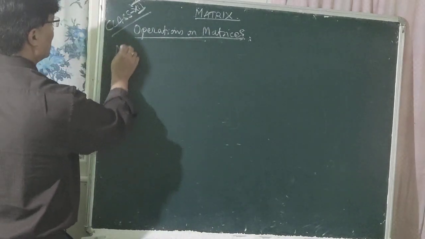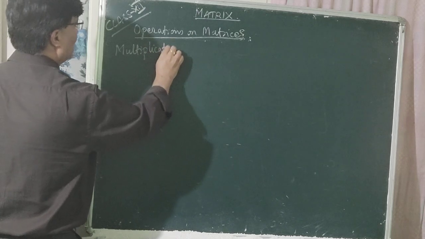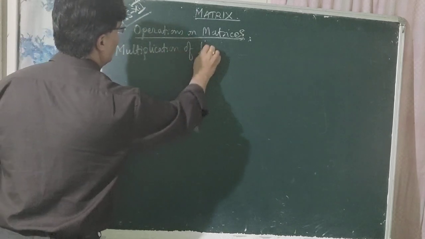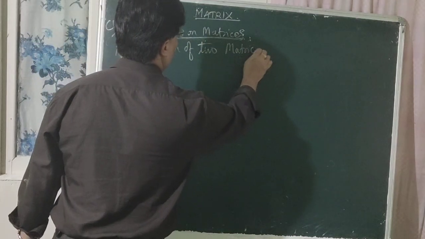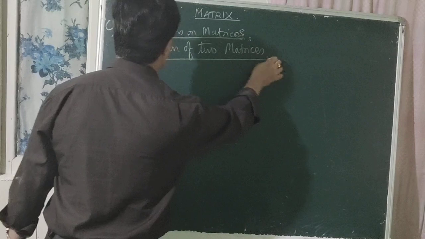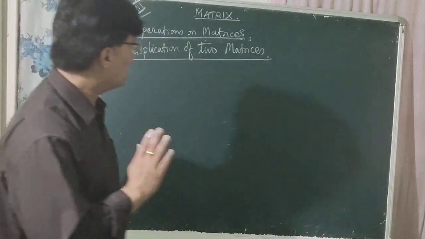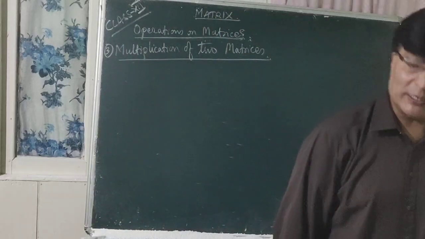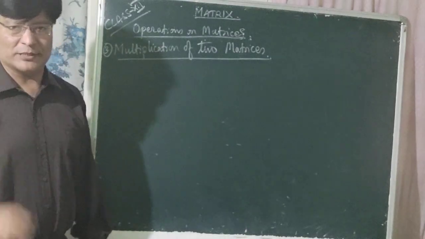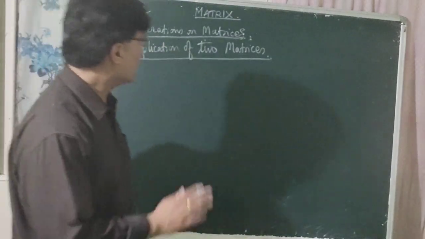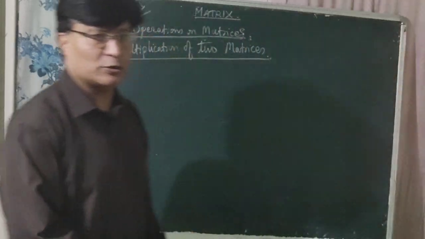So now multiplication of two matrices. Multiplication of two matrices, that is number 3. So you have to remember a condition for the multiplication of two matrices. There is a condition for the multiplication of two matrices. So what is the condition for multiplication of two matrices?